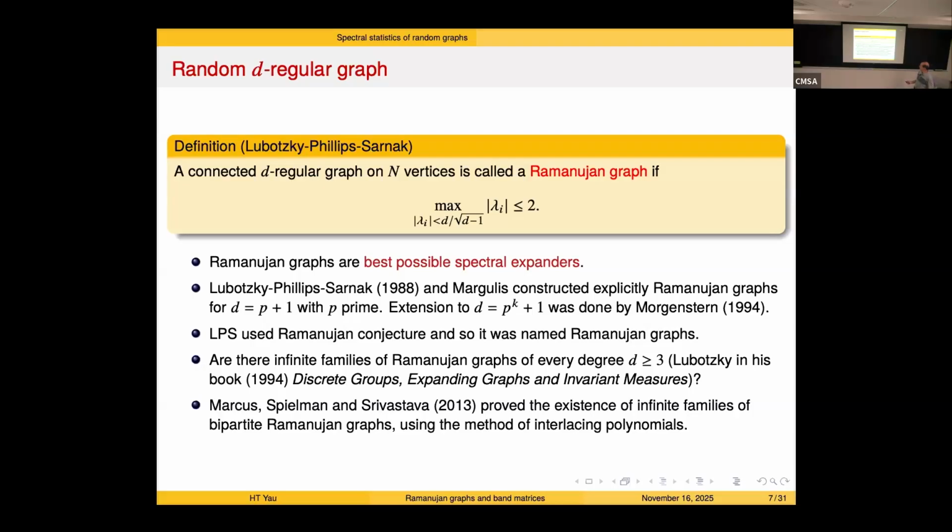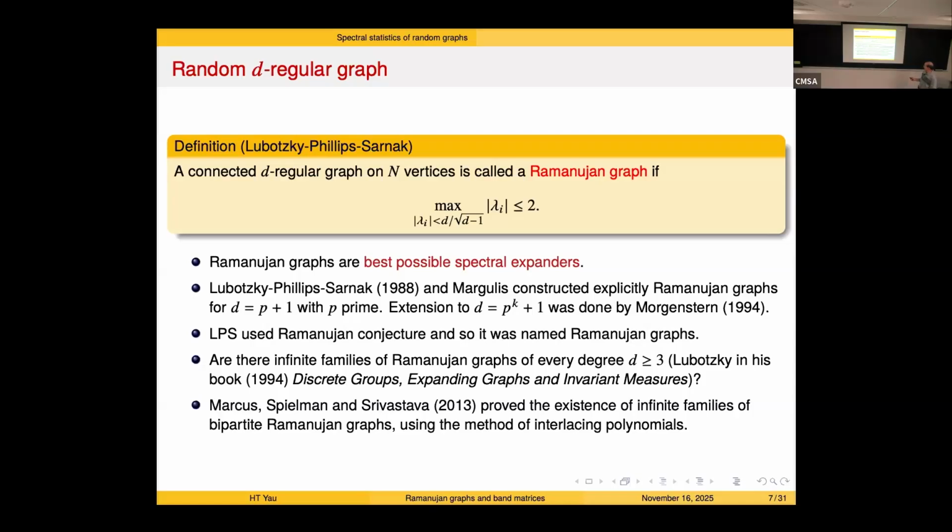And then Lubotzky asked a question: are there infinite families of Ramanujan graphs for every degree d bigger than or equal to 3? There was a question of whether this is correct or not, because their construction is related to prime numbers. And then this problem was not solved until 2013, which was nowadays the first partial result connected to this.